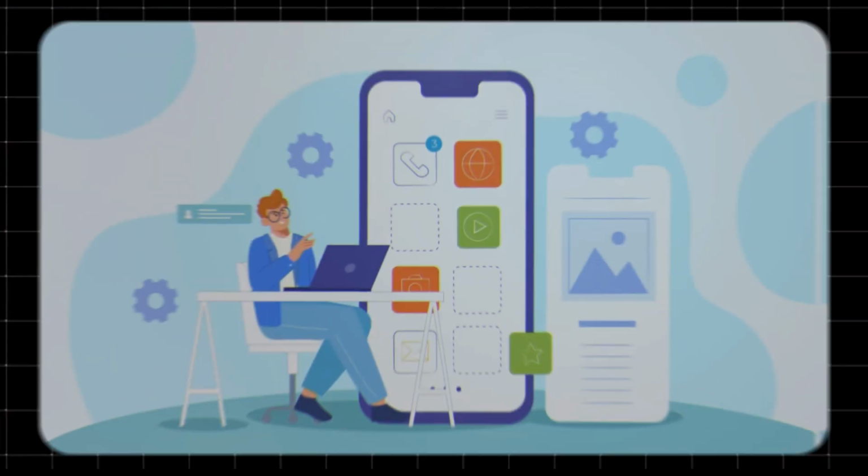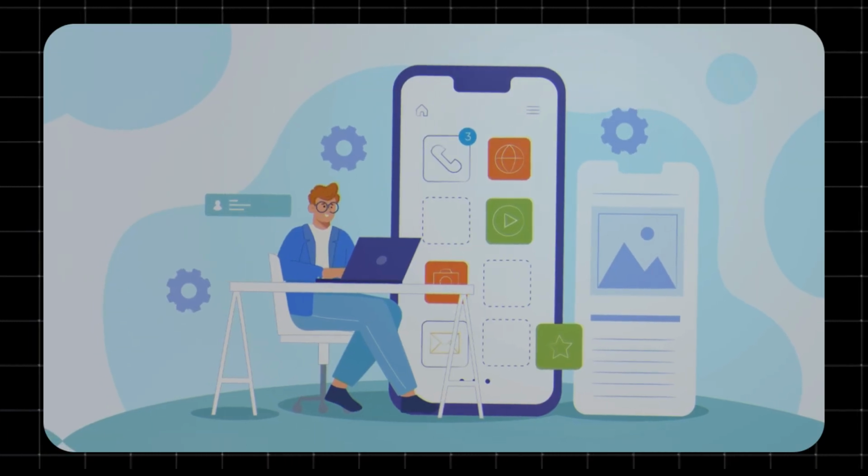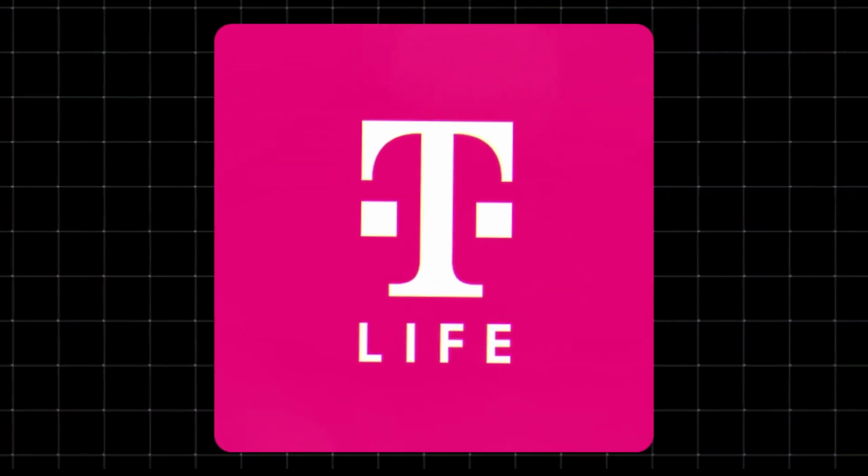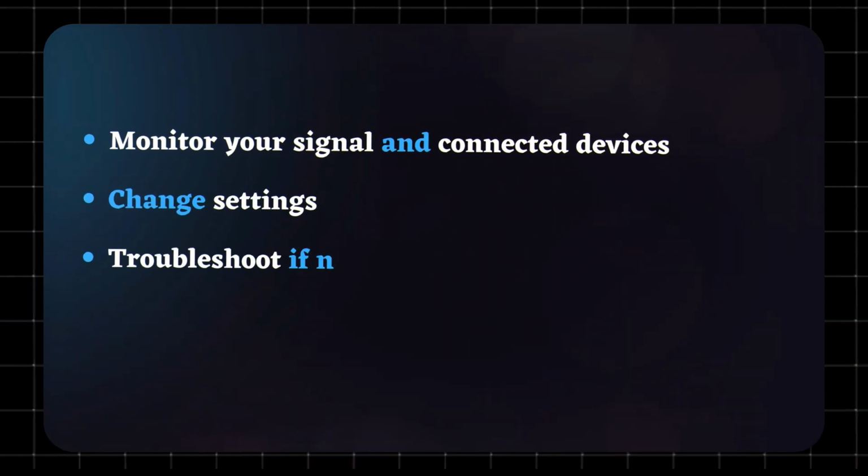You're online. You're now connected to T-Mobile's 5G home internet. Use the T-Life app to monitor your signal and connected devices. Change settings, troubleshoot if needed.